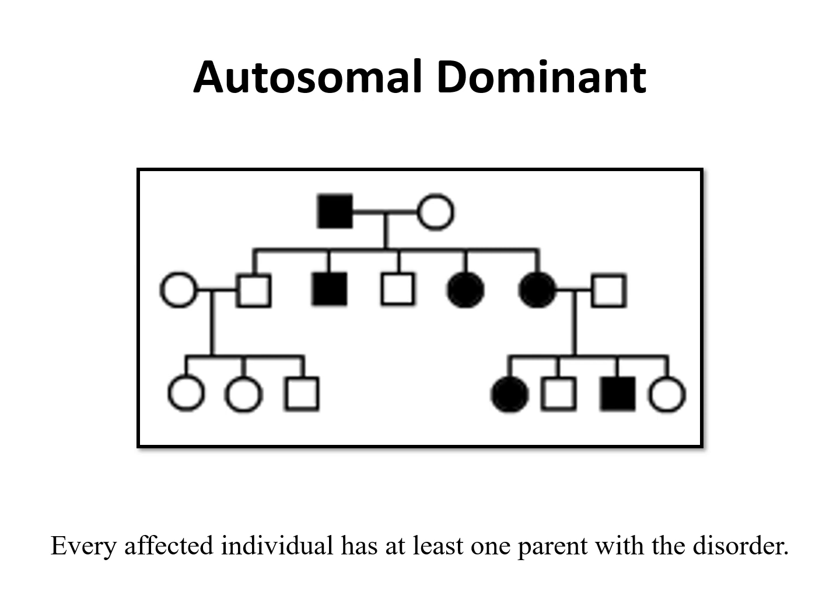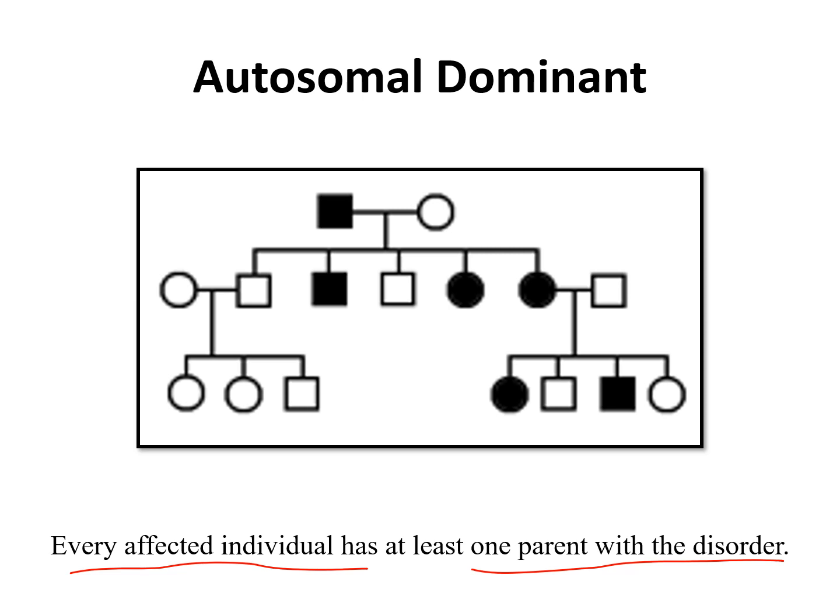Another pattern of inheritance that you may come across is an autosomal dominant pattern of inheritance. And with an autosomal dominant, what you will notice is that every affected individual has at least one parent with the disorder. So remember, autosomal dominant, you just need one allele, the dominant allele, and you get the disorder.